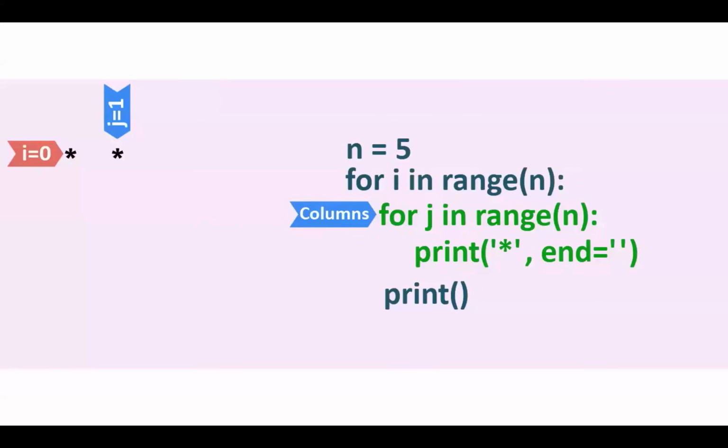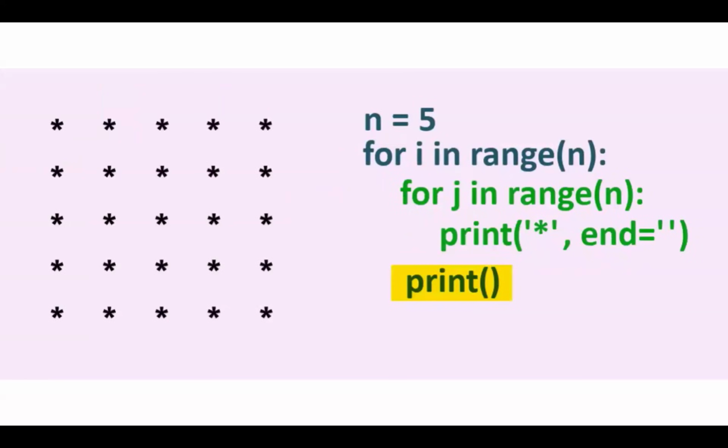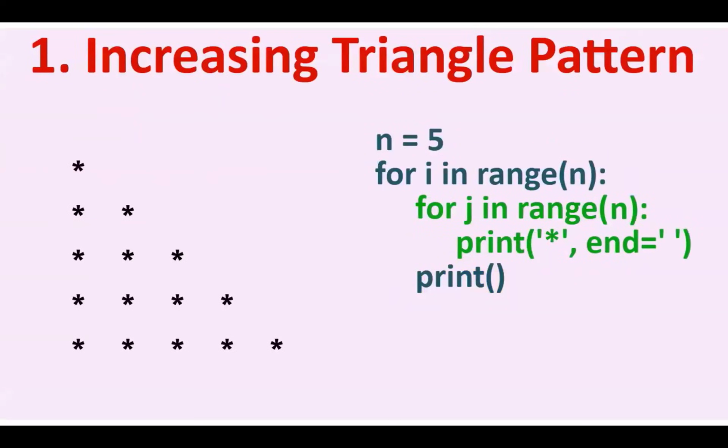Let's go ahead. So far, so clear? Any confusion, any doubt? No. So we'll be getting this one, which was expected. Now let's start with the increasing triangle. So if you see, row is always 5, right? 1, 2, 3, 4, 5. That's why for i in range n. Now what are we doing?